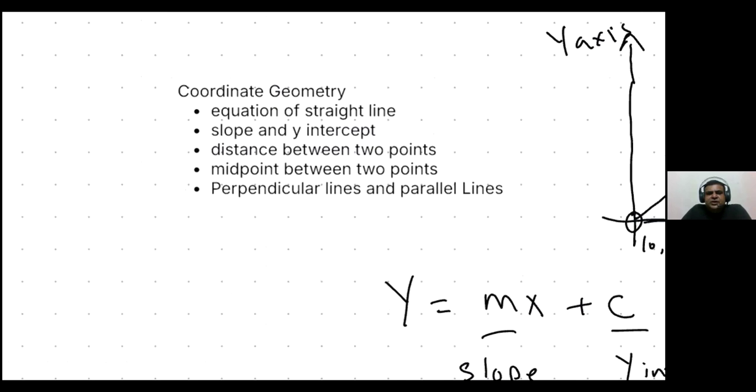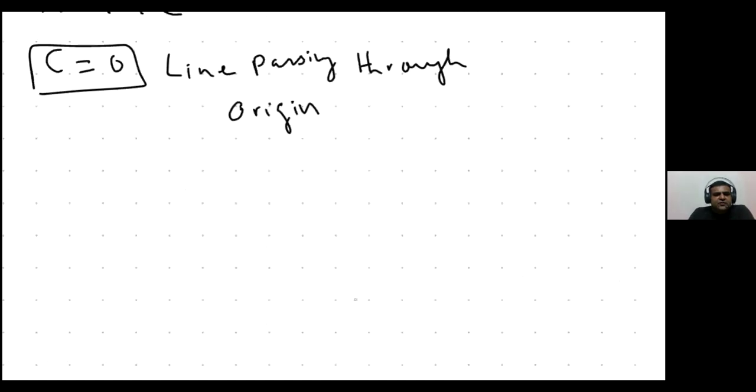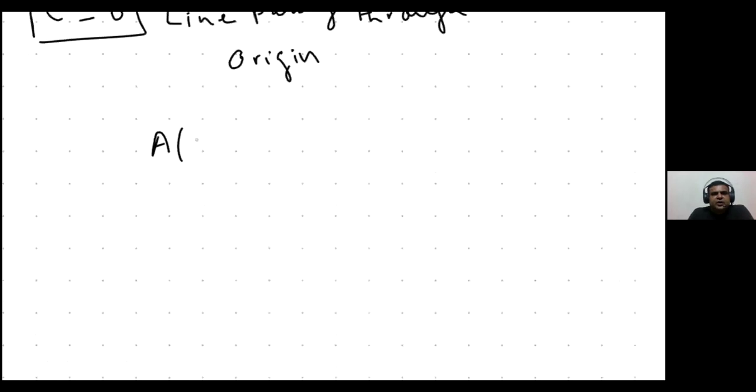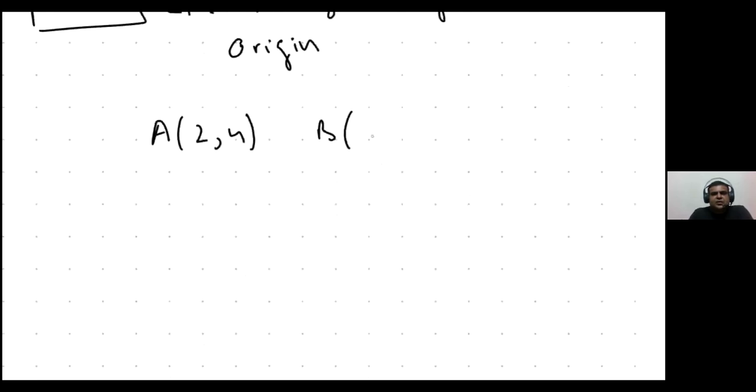So again, we will use the same coordinates that we used. Let me write down A and B here. Our A point is what? Let me show you again. Our A is 2 and 4, right? Let me write it down here, 2 and 4. And what is our B? B is 5 and 10, right? So we're going to find the midpoint.